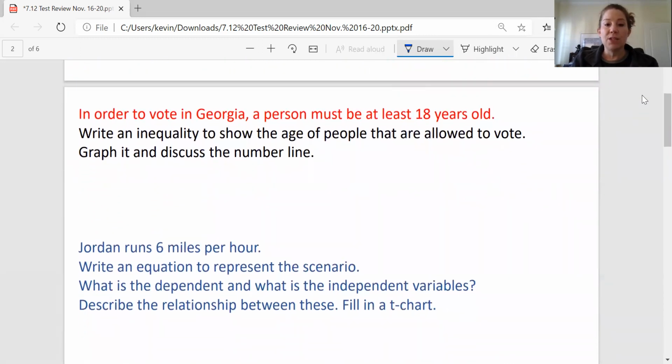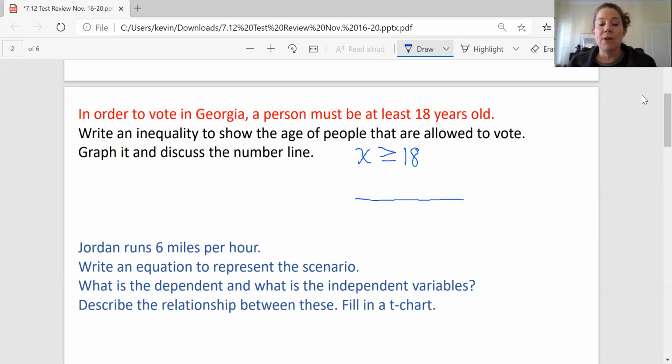In order to vote in Georgia, a person must be at least 18 years old. Write an inequality to show the age of people that are allowed to vote. Graph it and discuss the number line. So if you must be at least 18, can you be 18? Yes. Can you be older than 18? Yes. Can you be younger than 18? No. So x represents the age of people who can vote. That age must be greater than or equal to 18 years old.